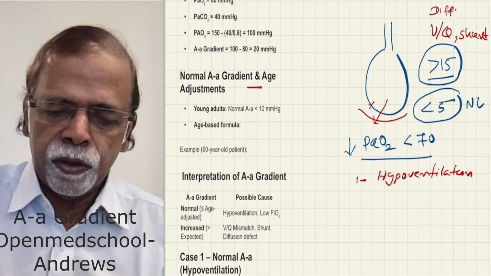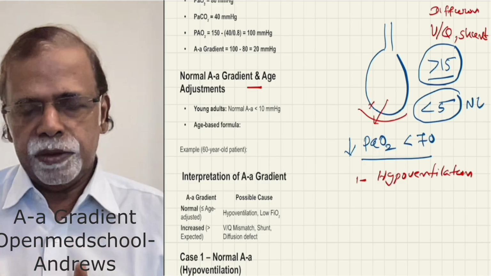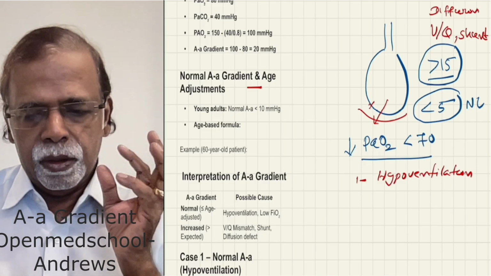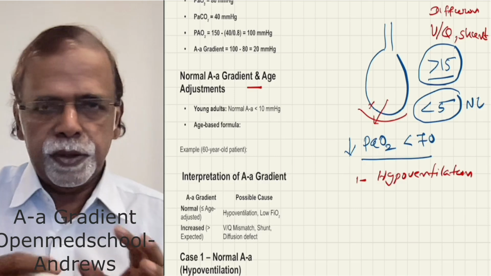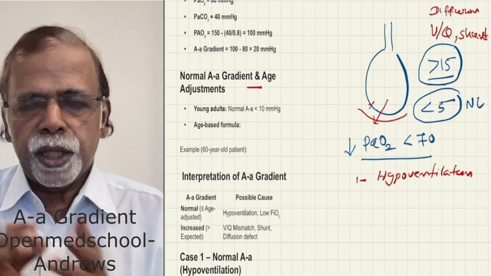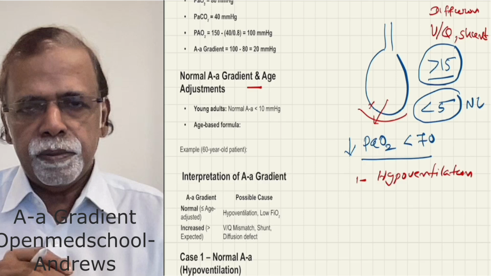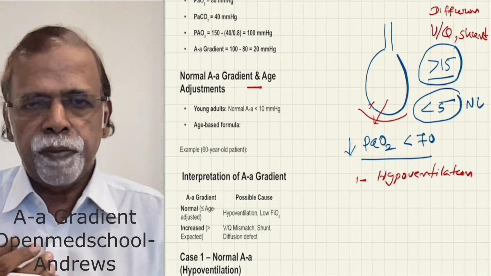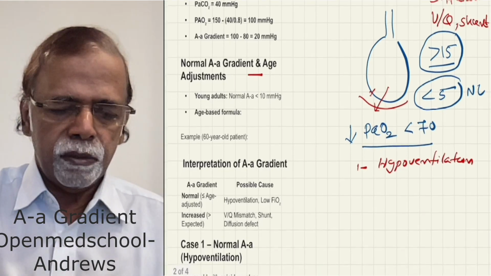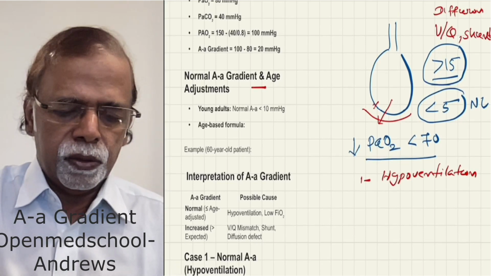So what are the common causes for increased AA gradient with hypoxemia? First and foremost, diffusion disorder, that is a problem with the alveoli, ARDS for example. Second is intrapulmonary shunting. Third is ventilation perfusion mismatch that occurs in pulmonary embolism, consolidation, etc. Hope you understood this concept.